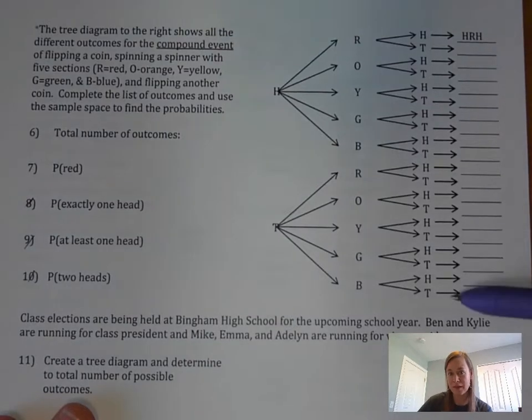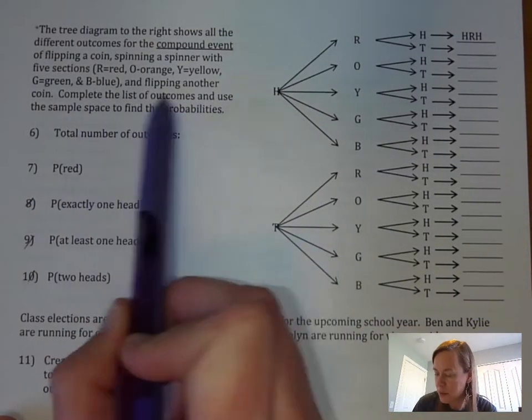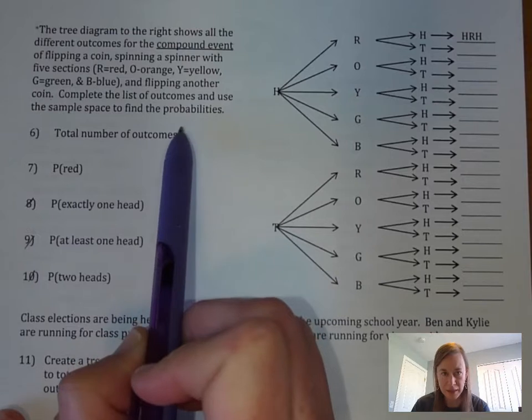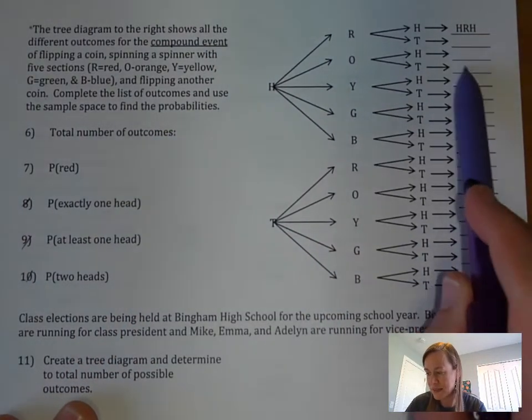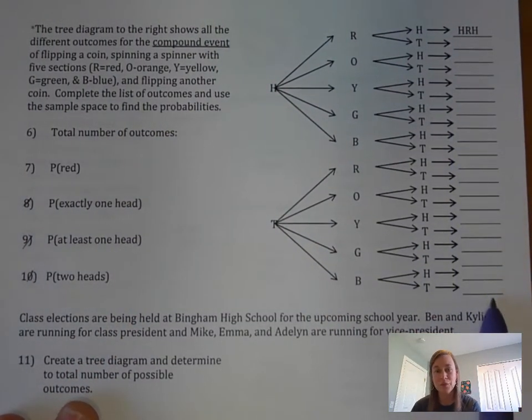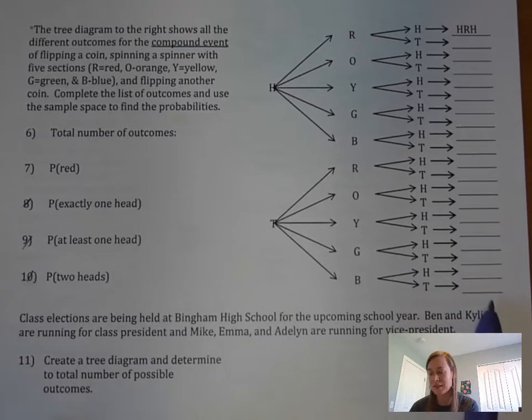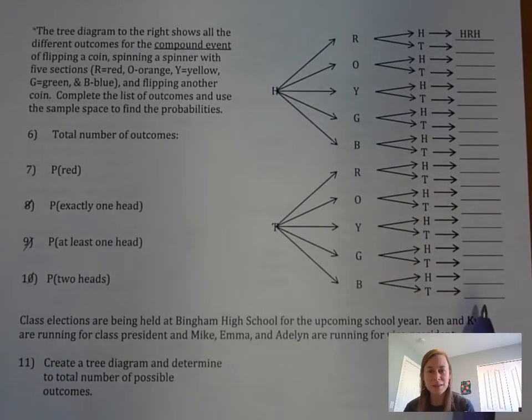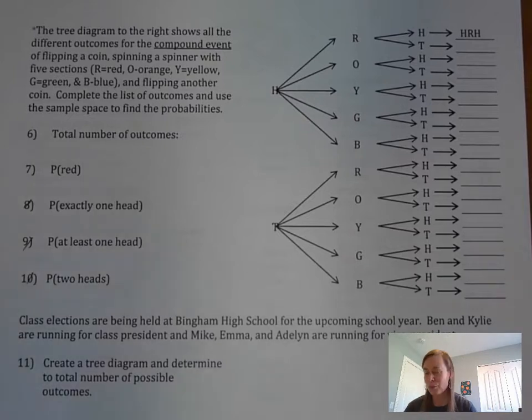Complete the list of outcomes. That's this business over here. And use the sample space to find the probabilities. This is the sample space also. These are all the possible ways it could turn out, so that's the sample space. We're going to go through with a similar method. It's just a little more complicated because there's more options.